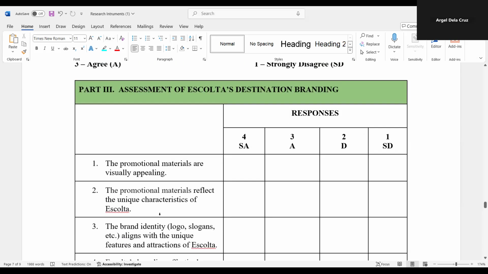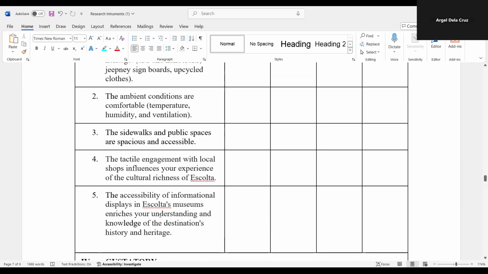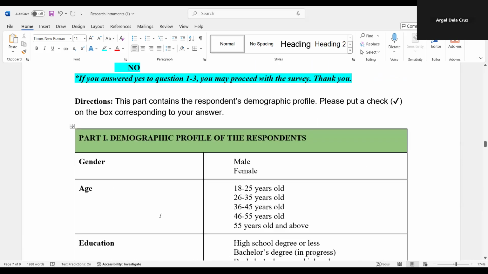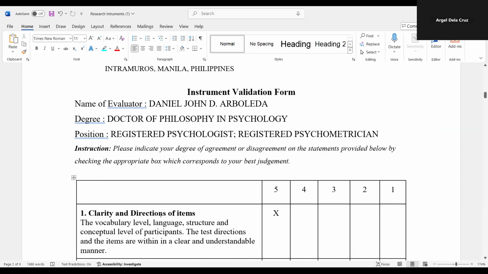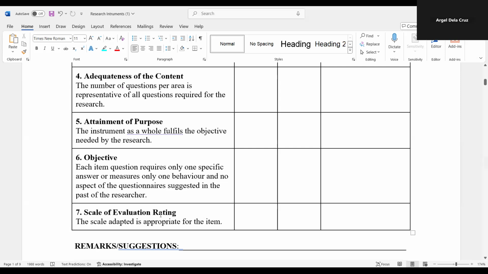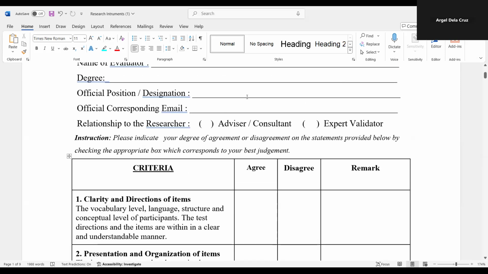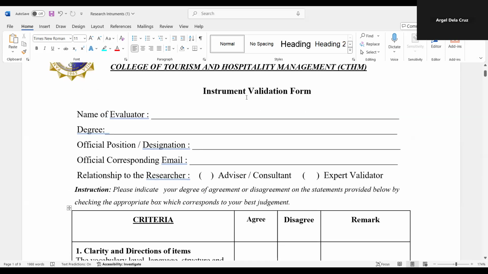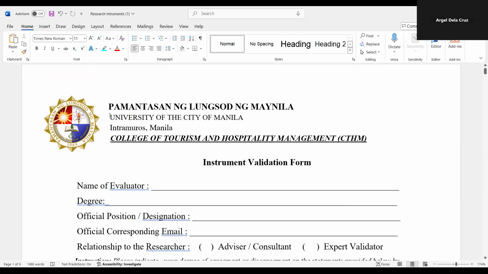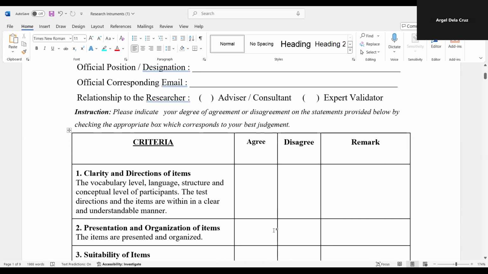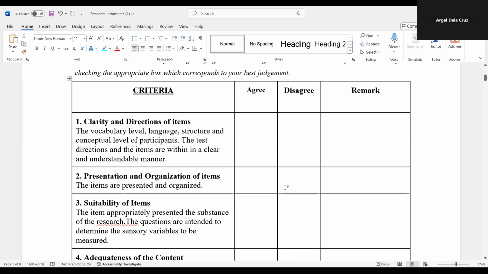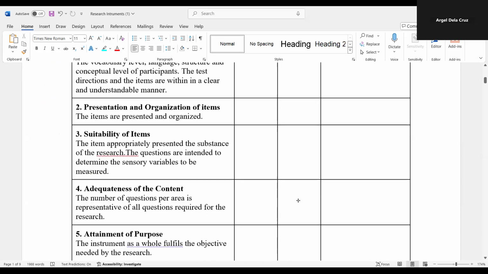Okay? So later, you're going to be shown what we call an instrument. So ito po yung bibigyan nyo po. Let's say ito, di ba? Nag-validate na. So medyo nagalaw lang, pero don't worry. Okay? So ito po siya. It's an instrument validation form. So your advisor should accomplish this. So if it's your advisor or consultant, check if they agree, check, check, check, check. Or let's say disagree, may remark tayo. Bakit ka nag-disagree? No aspect.